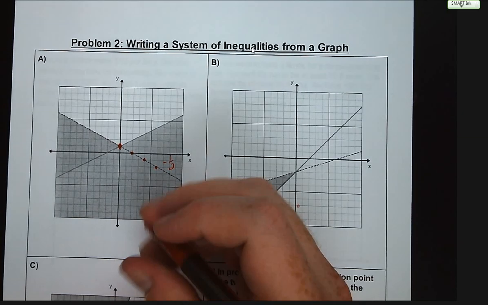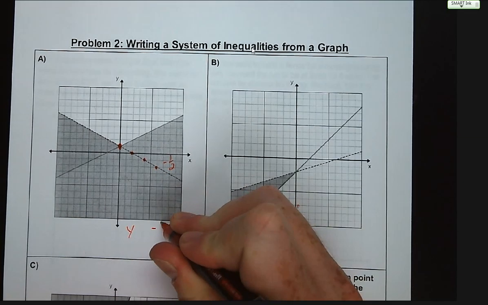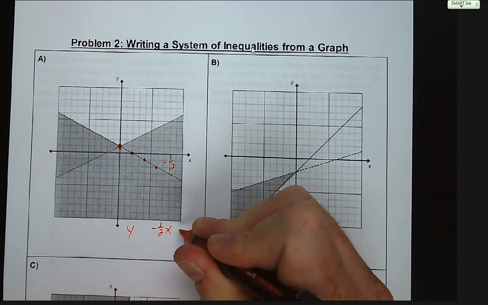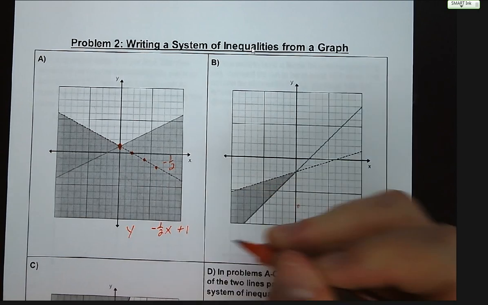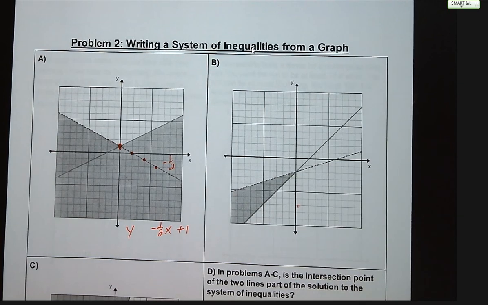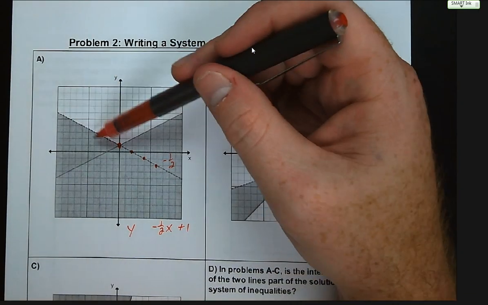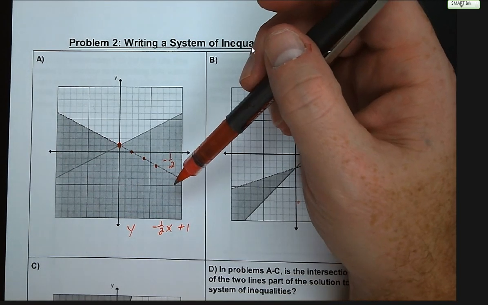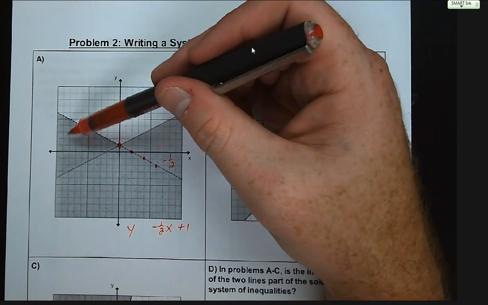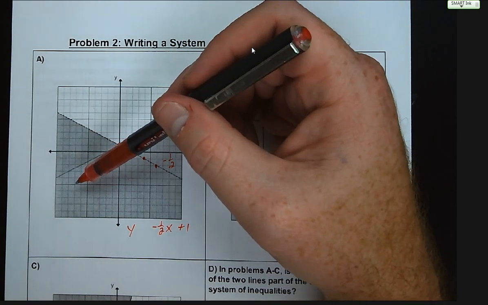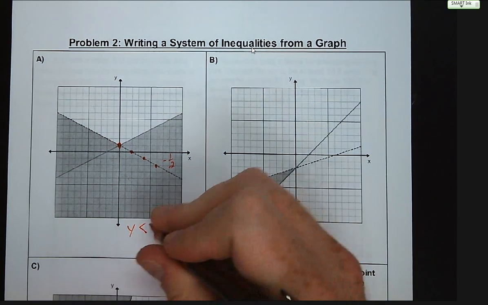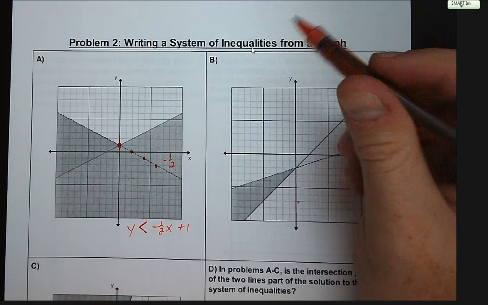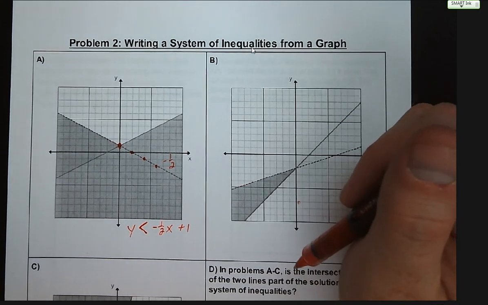We have a y, we have -1/2 x, and we said we had a y-intercept of 1. Now we need to figure out, is it going to be less than or equal to, greater than or equal to? First of all, I see that it is a dashed line, so I can automatically eliminate the two equal to's. And it is shaded below the dashed line, so that means it's going to be less than. If we're shading below the line, it's less than. If we're shading above the line, it's greater than.